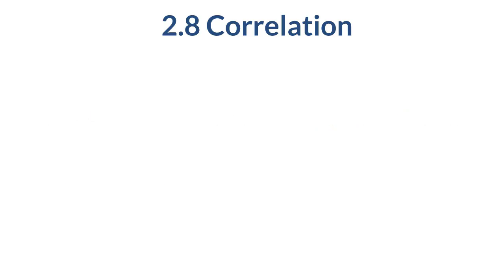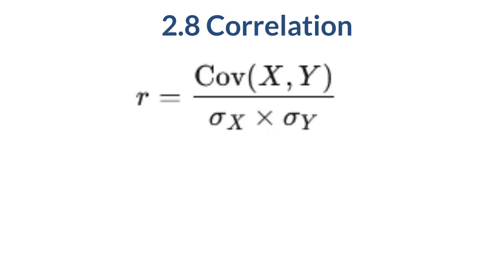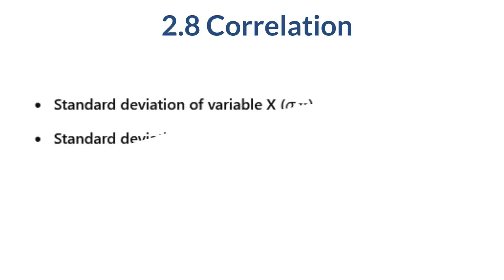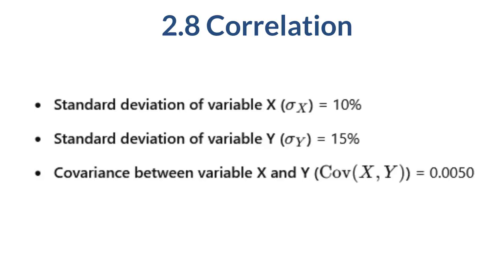The correlation coefficient between two variables can also be calculated using the following formula. r equals the covariance of x and y, divided by the product of the standard deviation of x and the standard deviation of y. Example data: standard deviation of variable x, sigma sub x, 10%. Standard deviation of variable y, sigma sub y, 15%. Covariance between variables x and y, Cov(x,y), equals 0.0050. Compute the correlation coefficient between x and y. Substitute the values into the correlation formula to get 0.333.